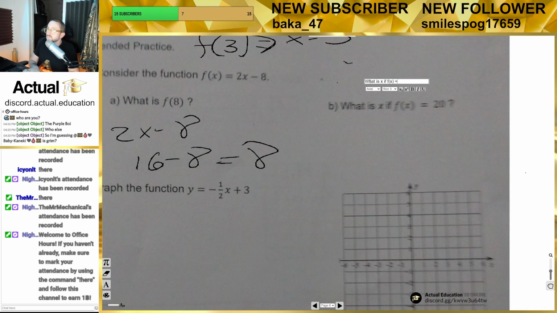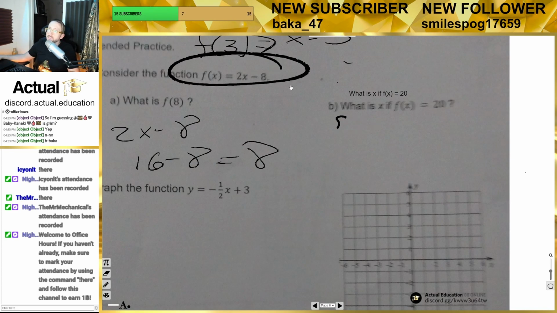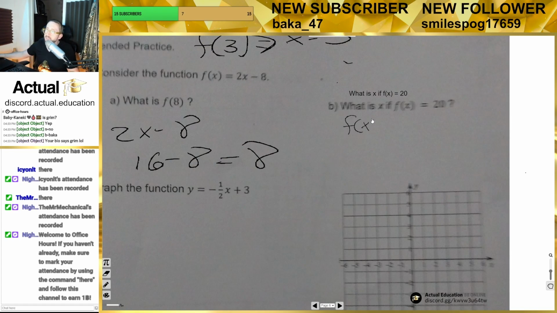All right, I'll make it a little bigger for you so you can see it. So this is what they're asking: what is x if f of x is equal to 20? Let's go back to our function, Grim. That's the function they're referring to. They say f of x is equal to 2x minus 8. And now they're asking, what is x if f of x is equal to 20? So where I have f of x here, I'm just going to write a 20. Because 20 equals 2x minus 8. Now they're asking me, what is x?